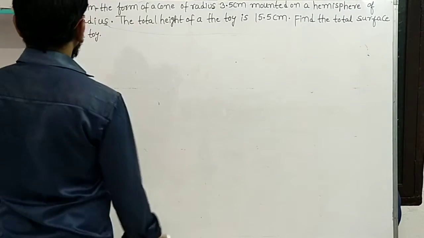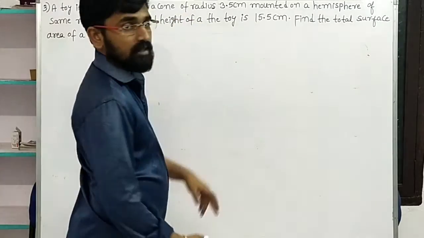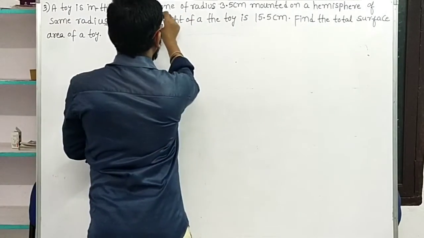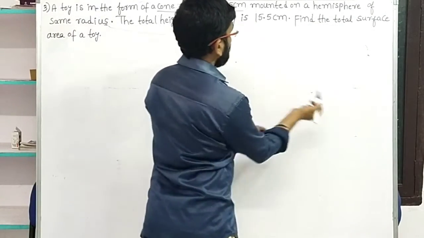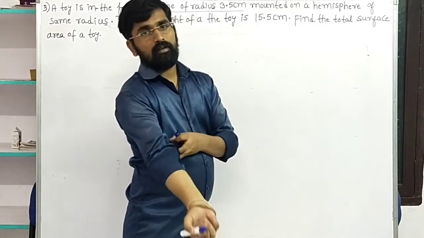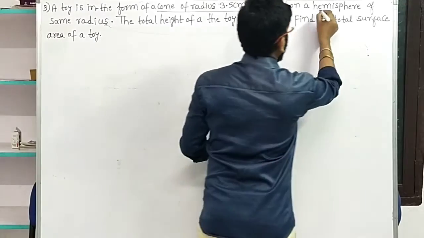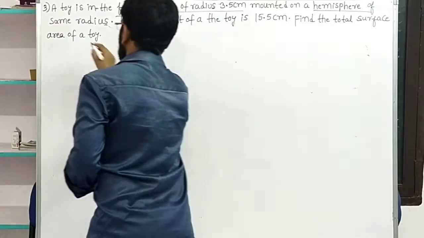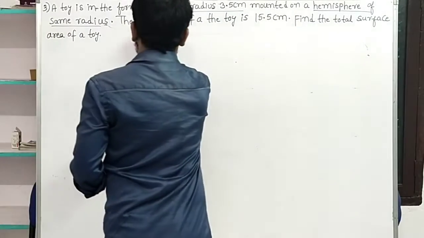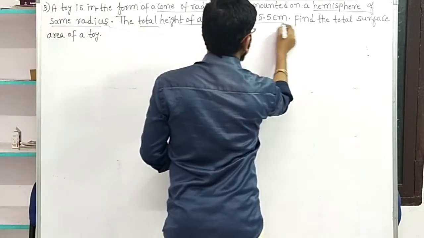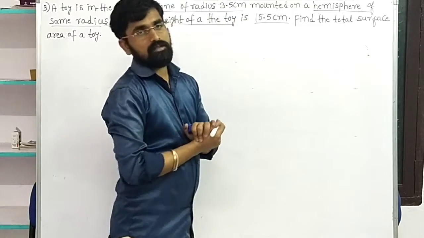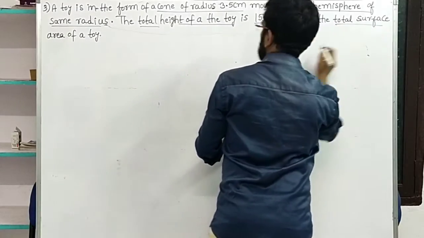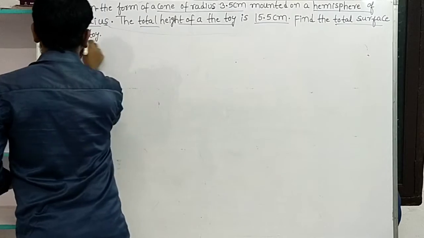A toy is in the form of a cone of radius 3.5 centimeters, mounted on a hemisphere of the same radius. The total height of the toy is 15.5 centimeters. Find the total surface area of the toy.